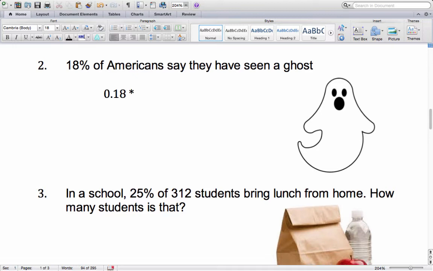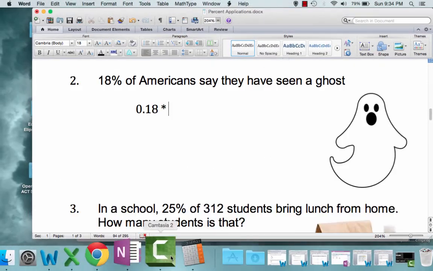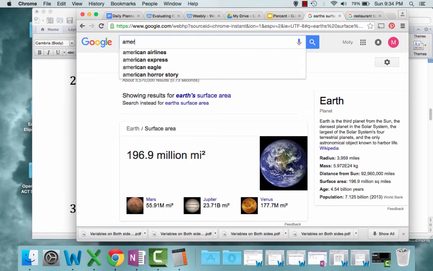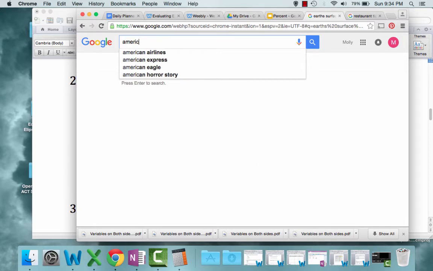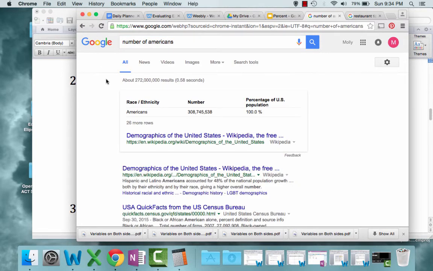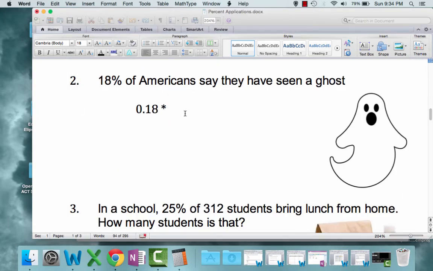So how many Americans are there? Let's do a little research. Number of Americans. So that'd be 308,745,538 people. So I can put that in here.